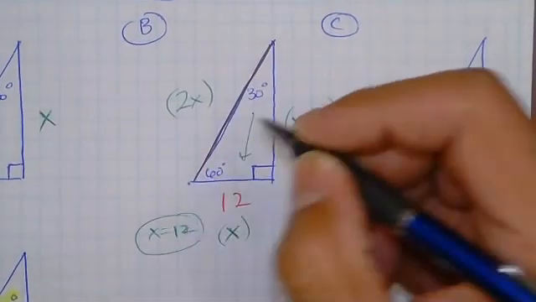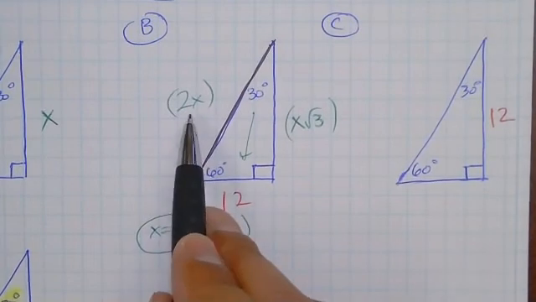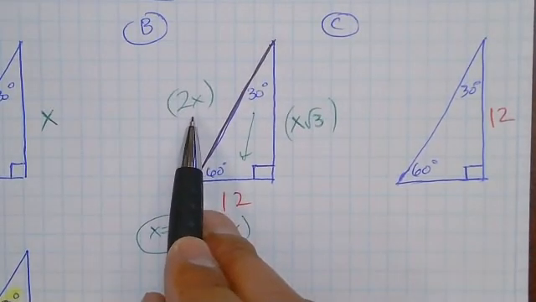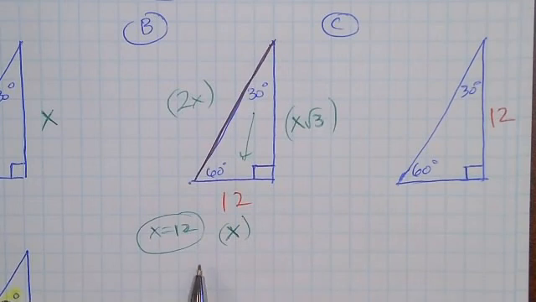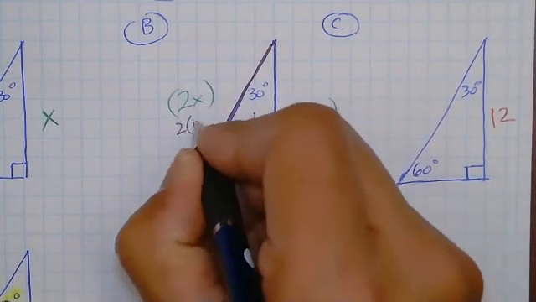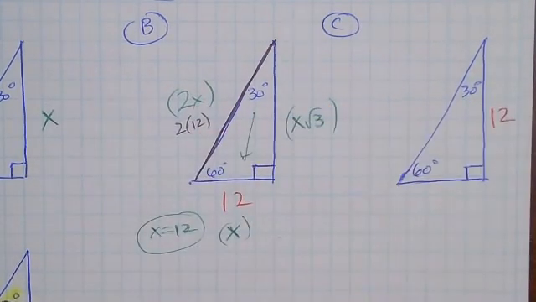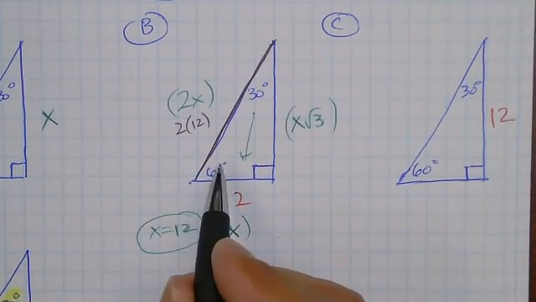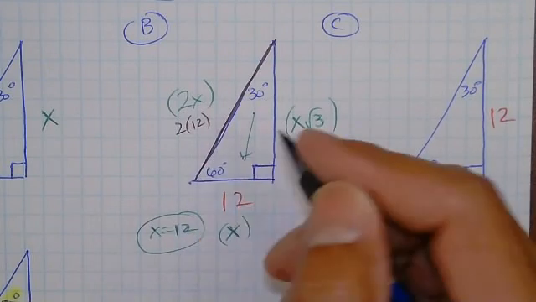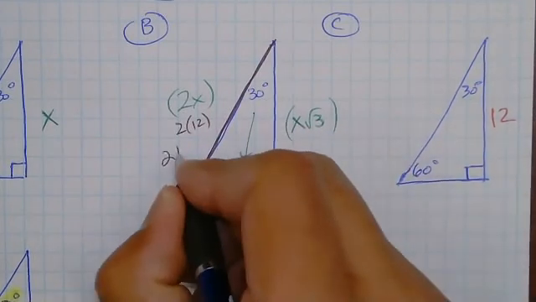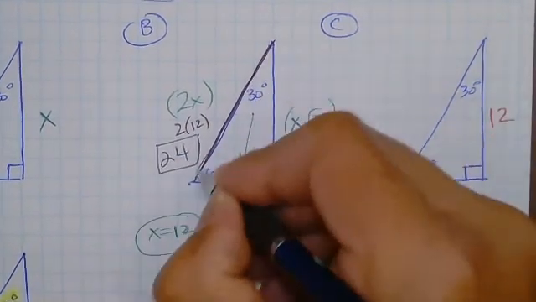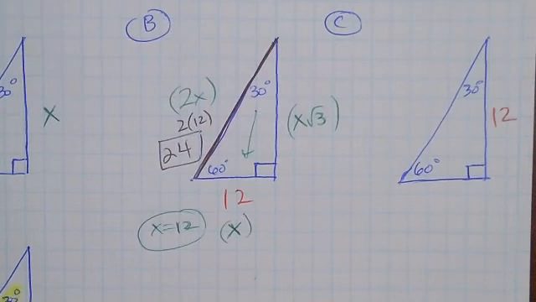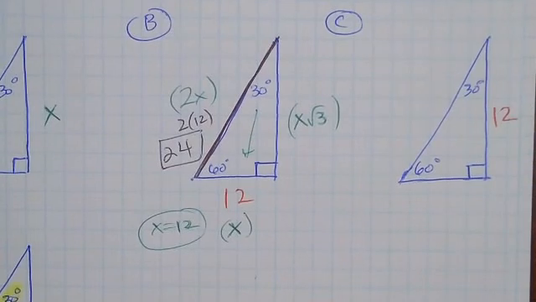Well, according to this little relationship here, it says that the hypotenuse is 2 times the value of x. Isn't that what 2x means? And I know what x is. If x is 12, isn't this saying 2 times 12? So what's 2 times the value of x? 2 times 12? That means that this hypotenuse is what? 24. That is the length of this one.